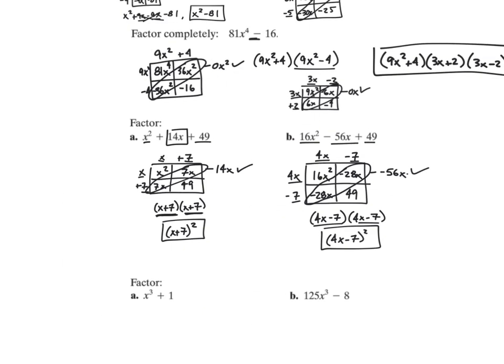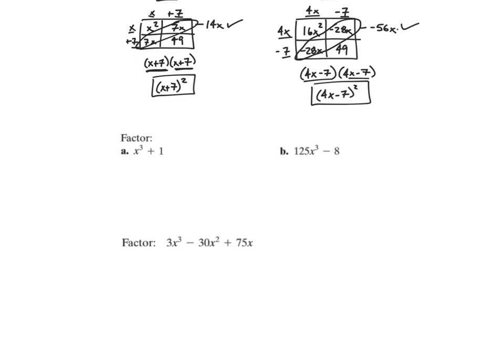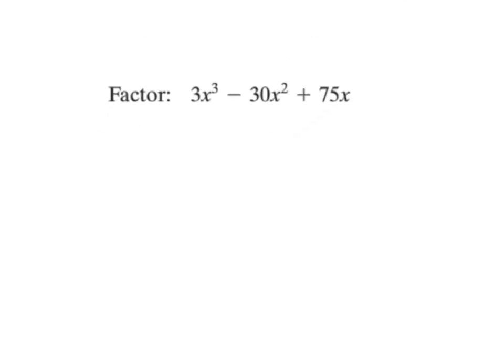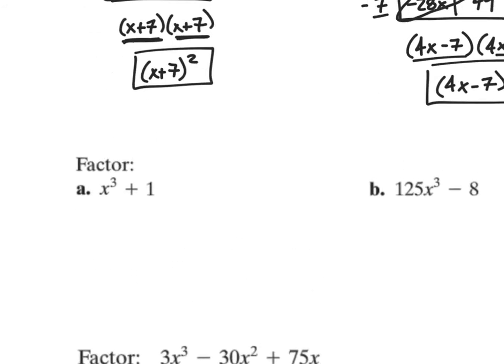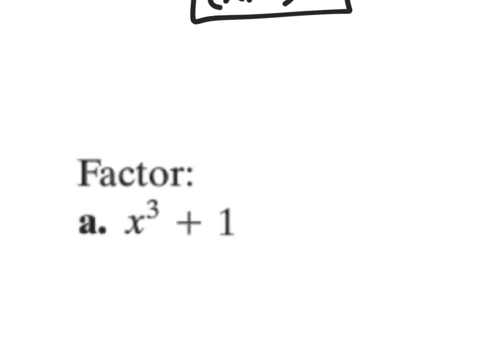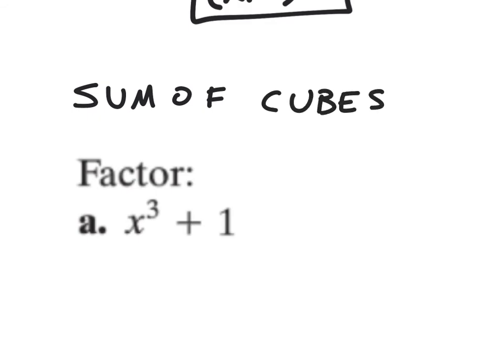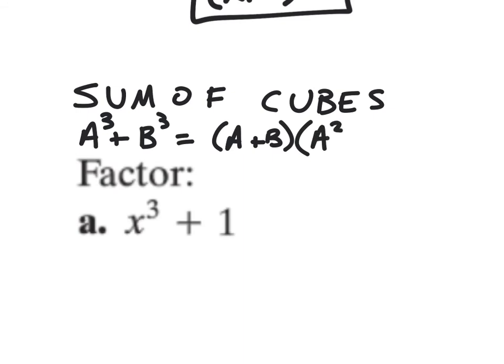All right, the last one, we've got sum and difference of cubes. So factoring something with sum or difference of cubes, we're going to call this sum of cubes. What I have here is some number cubed plus some other number cubed, and this is going to factor to a plus b times a squared minus ab plus b squared.